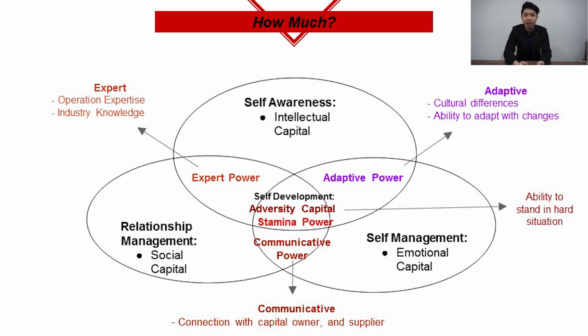To be detailed, I will explain using holistic thinking. Here, I need expert power, which is the operations expertise and industry knowledge from my internship in the hospitality industry, and then communicative power on how I build connections with capital owners and suppliers, and also adaptive power to cope with cultural differences and the ability to adapt to changes. These three powers will structure my self-development to be able to stand in a hard situation.